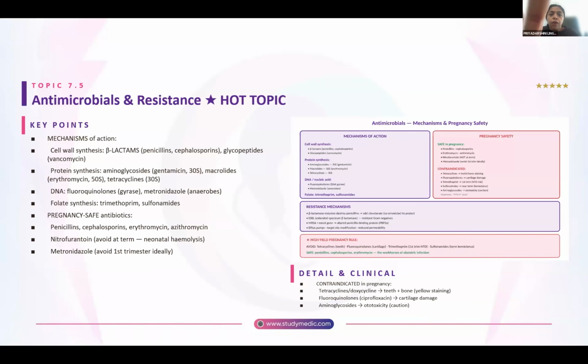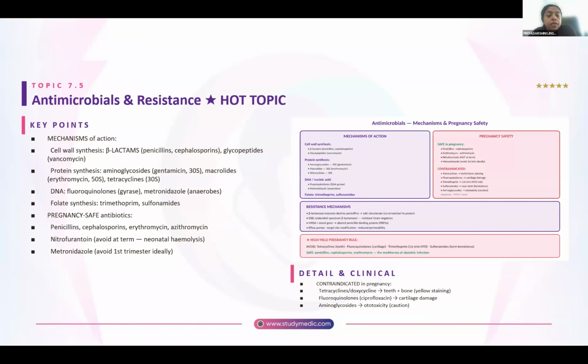Now, coming to your drugs that you need to avoid in pregnancy. The contraindicated ones are tetracycline. It causes teeth and bone staining. Second one is your fluoroquinolone. This causes your cartilage damage. And next is your trimethoprim. Trimethoprim, especially in the first trimester, if used, it increases your risk of neural tube defects.